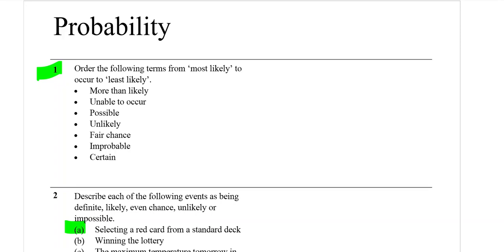When we think of a probability scale, we have the extremes as being certain to happen, and the other end of the scale is that it's impossible. Another word for impossible is that it is unable to occur. So from most likely, we're going to have certain at the top of the list, and we're going to have unable to occur at the bottom of the list. And all the rest of them are going to fit in between. So we've used those ones up.